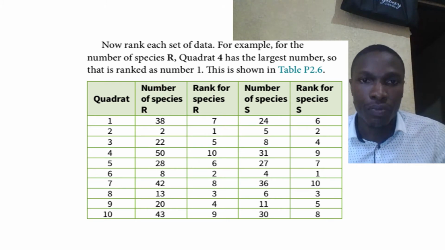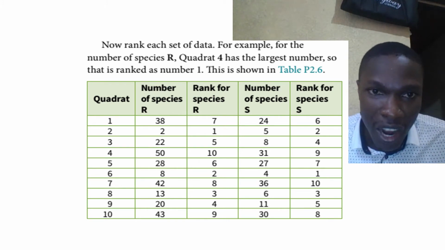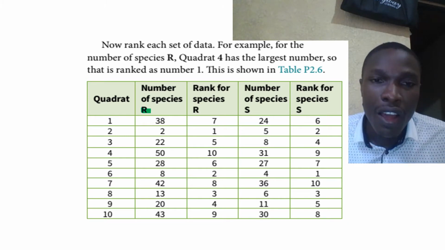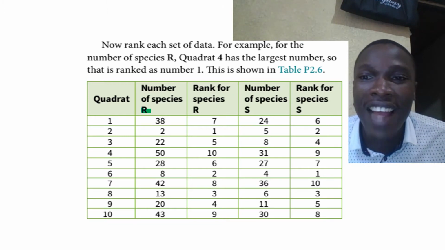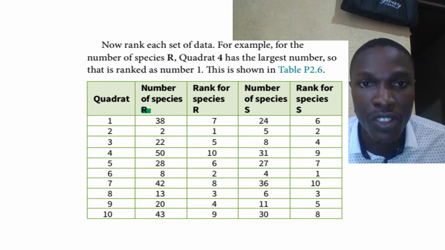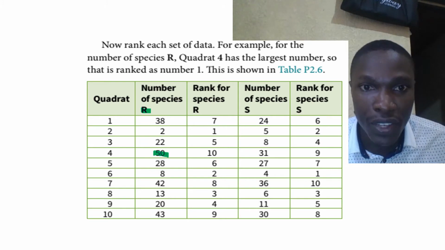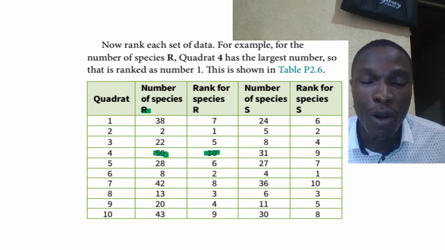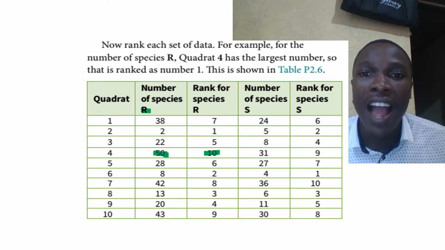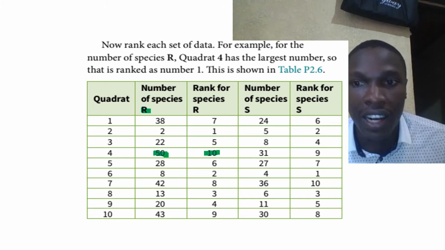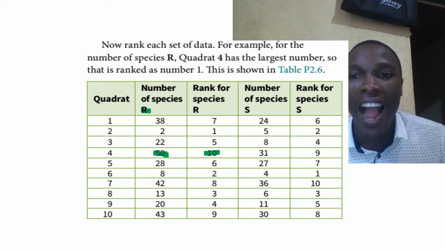For example, we look at species R in the 10 quadrats. We look for the quadrat which had the highest number of species, like in this case quadrat number 4, which had 50 species, and we give it 10. Remember, we threw 10 quadrats, so it takes the highest value, that is 10. It is given the highest rank.